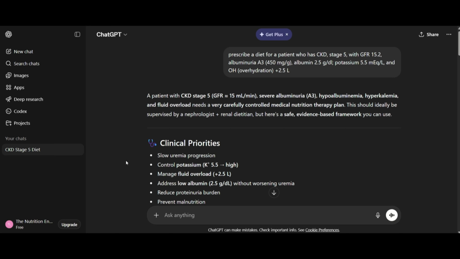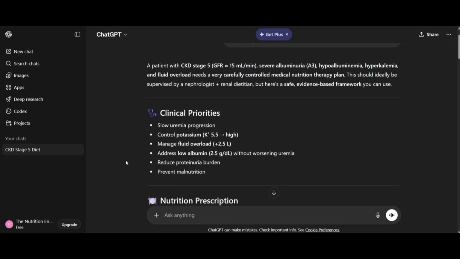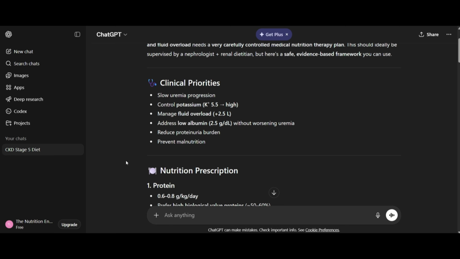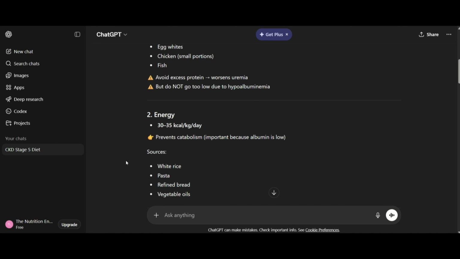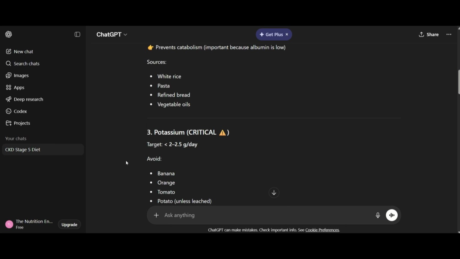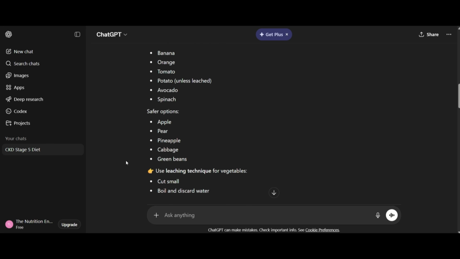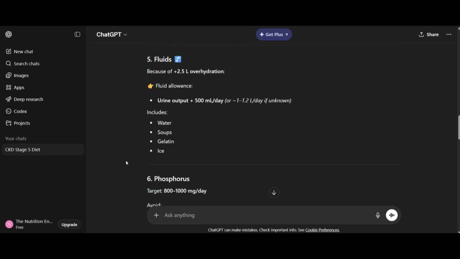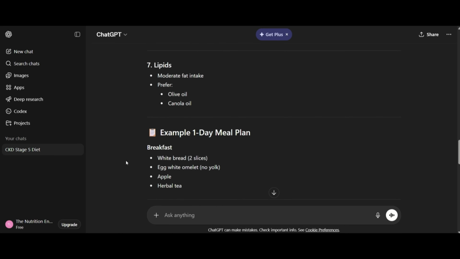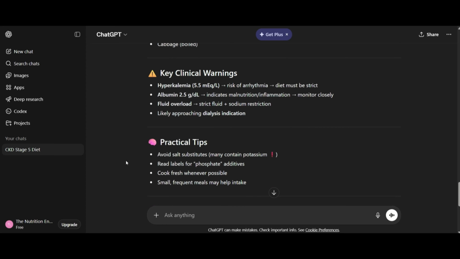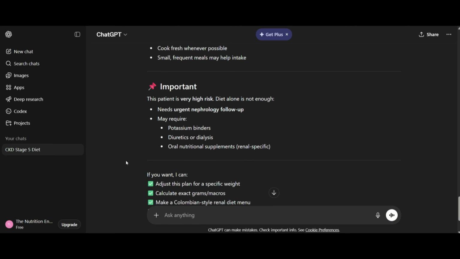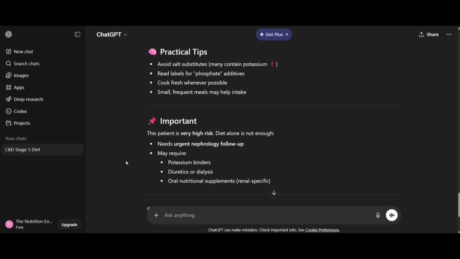Here's the result. It clearly states that it cannot prescribe an individualized medical diet, but it can outline a clinically appropriate nutrition plan. And that's exactly how we should use it, as a draft, not a final answer. It provides clinical priorities, key nutritional targets, guidance on managing critical nutrients like potassium, sodium, and fluids, and even includes a sample meal plan. Importantly, it emphasizes that this is a high-risk renal patient, and the diet must restrict potassium, sodium, fluids, and phosphorus, provide adequate calories and high-quality protein, and avoid worsening malnutrition.